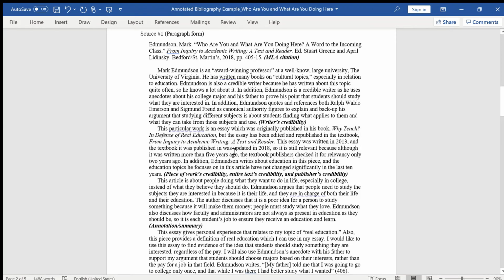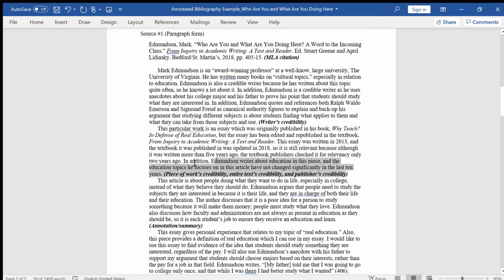Now I did add something right here. This was about the date. I said the essay was written in 2013 and the textbook it was published in was updated in 2018, so it's still relevant because although it was written more than 5 years ago, the textbook publishers checked it for relevancy only 2 years ago. So kind of using those textbook publishers as extra credibility.